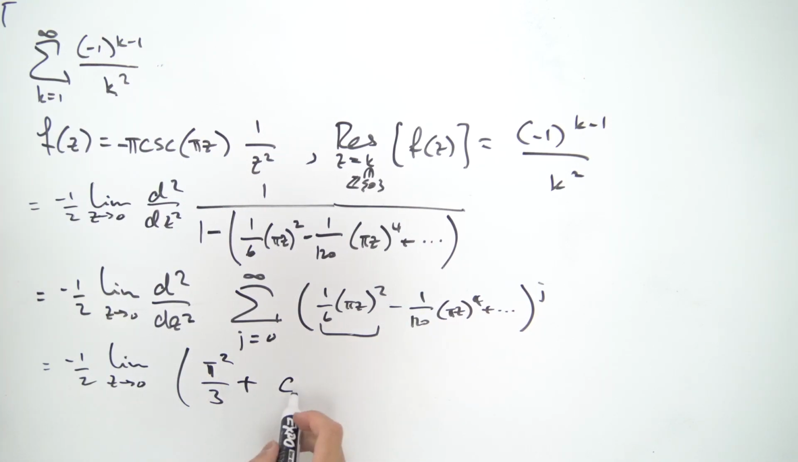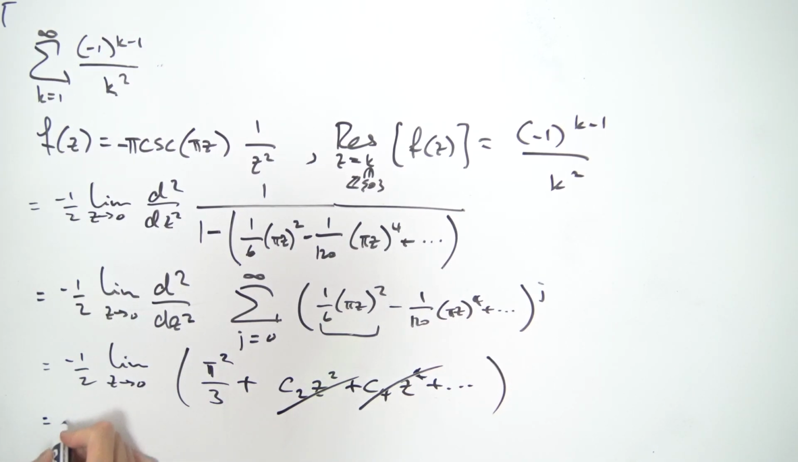So for example, we have some constant c2 times z squared plus c4 times z to the 4 plus dot dot dot. And in the limit as z approaches 0, all those will disappear off to 0. The only thing that survives is the constant term. And we're just left with minus 1/2 times pi squared over 3, which is minus pi squared over 6, like so. Okay, so what did we find out over here?